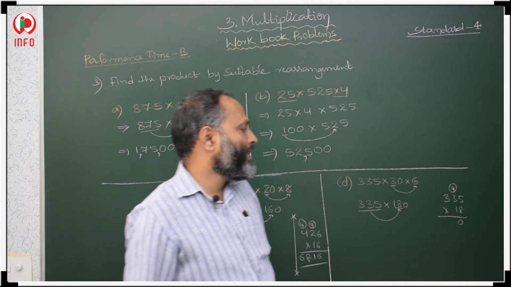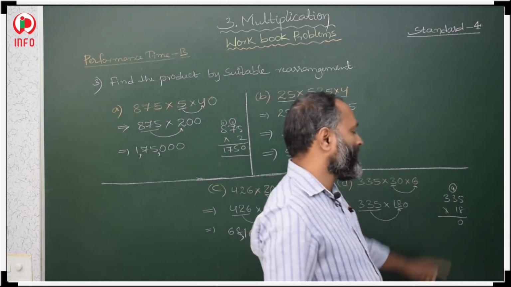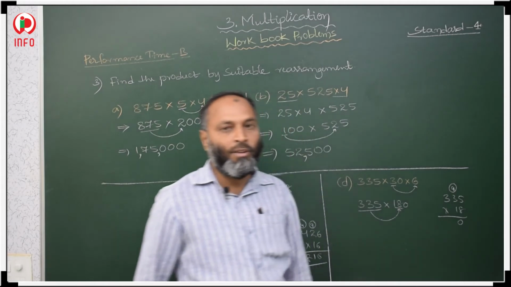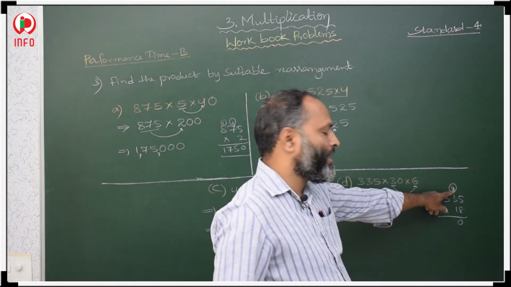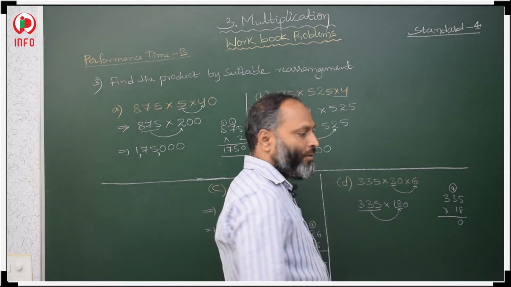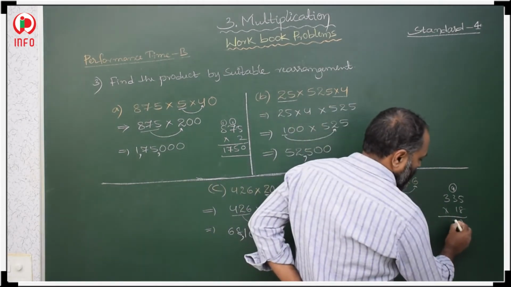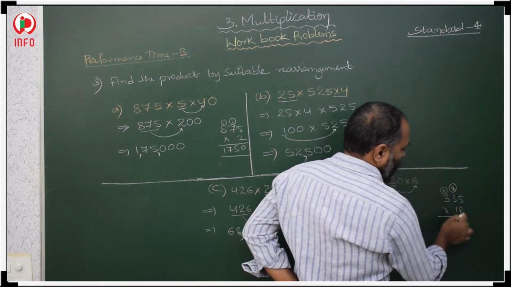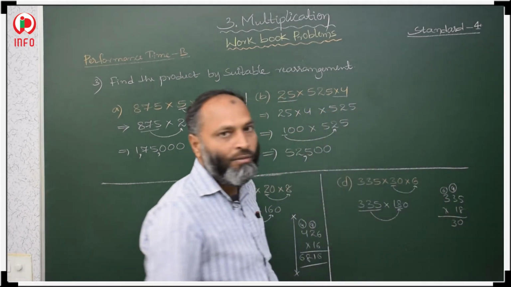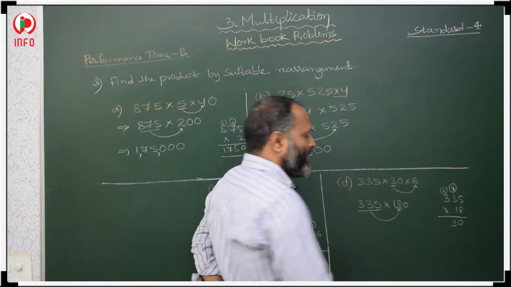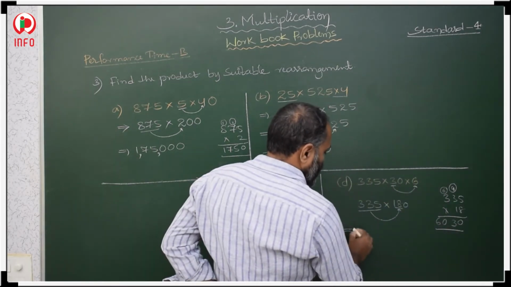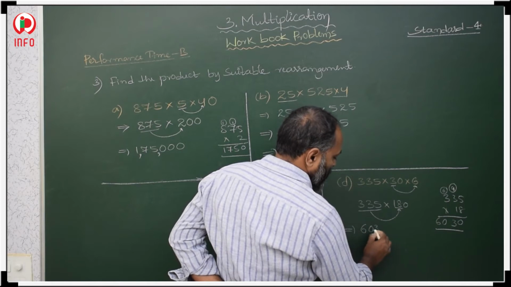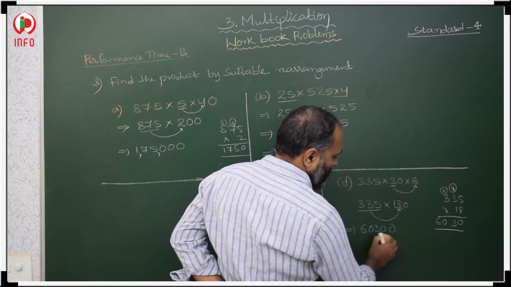Then 18 3s are how much? 54. 18 3s are 54, 54 plus 9, 63. 3 here and 6. 18 3s are 54, 54 plus 6, 60. That is 6030. Here 1 0 left, that 0.